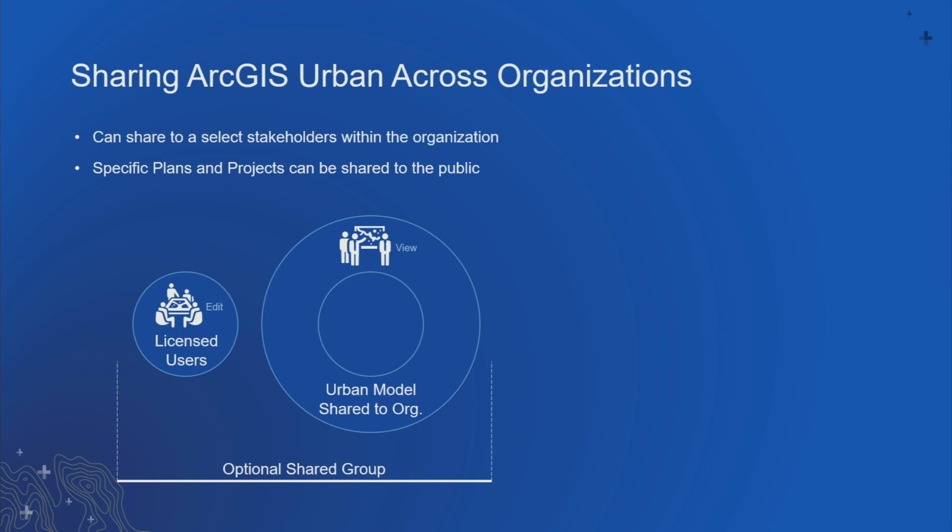We've also set up Urban to be able to share these views throughout the organization, so we can selectively share plans and projects. For licensed users of Urban, basically you're able to create new plans and projects. You're able to edit, create new scenarios, but what we've done is created a database that allows you to then use the group organizational structure in ArcGIS Online, or just share it to the entire organization, that internal view, the logged-in view, essentially, of those plans and projects.